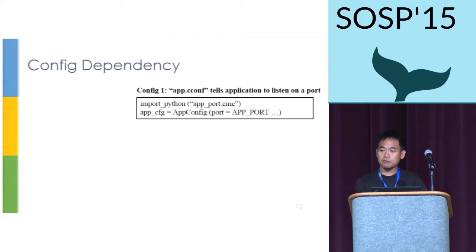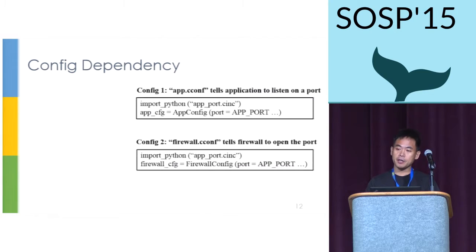Another benefit of configuration as code is it helps handle code dependency. This example shows we tell one application to listen on a particular port. We have another configuration file to tell the firewall to open that particular port. These two configuration files have a dependency. If we change the port in one file without changing the other, the application is not going to function properly.